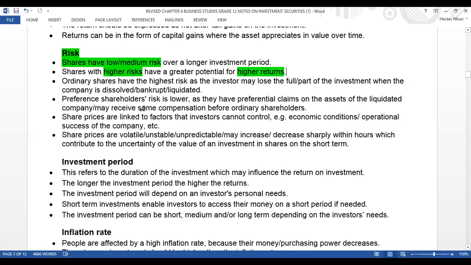The share prices are linked to factors that investors cannot control. So investors cannot control the share price, e.g., economic conditions, operational success of the company. Share prices are volatile, unstable, unpredictable, may increase or decrease sharply within hours, which contributes to the uncertainty of the value of the investment in the shares in the short term.